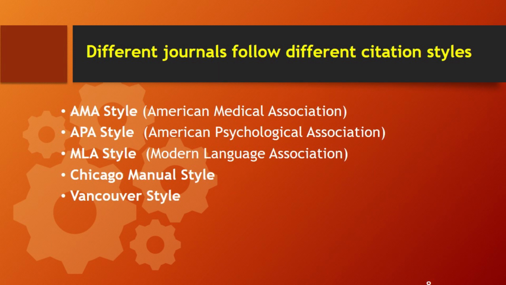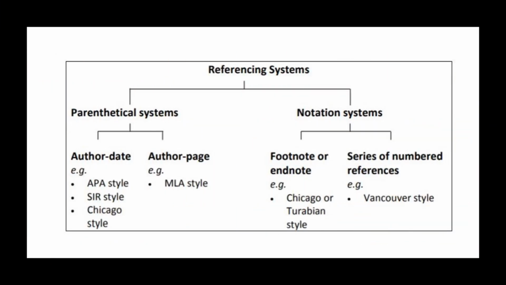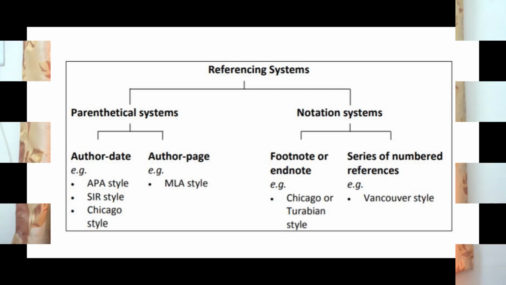Now, different journals follow different citation styles, such as AMA style, that is American Medical Association style, American Psychological Association style, APA style, MLA style, that is Modern Language Association style, Chicago Manual style, Vancouver style, and so on. So the different referencing systems can be divided into two. One is the parenthetical system and another one is the notional system. In the parenthetical system, the format is of author-date or author-page, whereas in the notional system, either footnotes or endnotes are used, or a series of numbered references are given in the text.